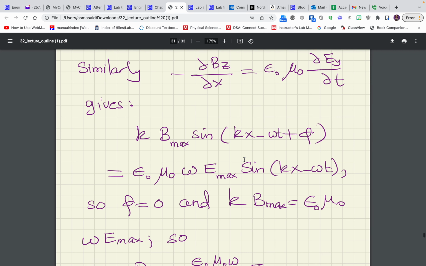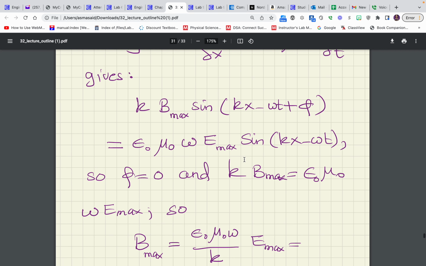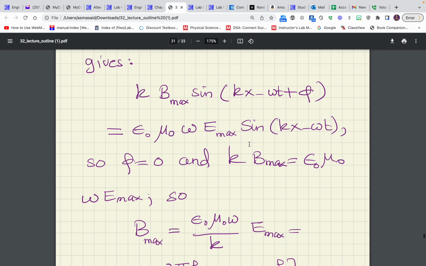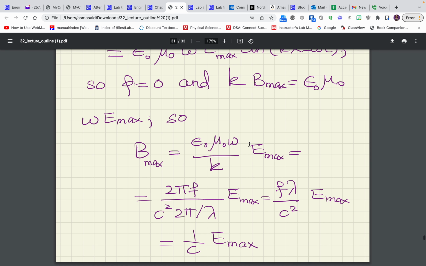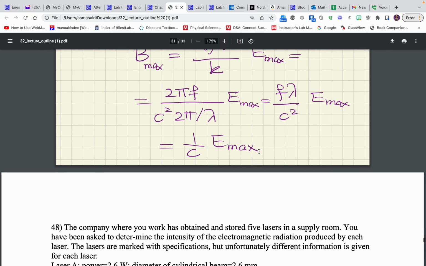This one is also the derivation for the second part. Again, comparing the two equations, you will be able to get the second equation that we have derived in our solution, which is that B maximum should equal epsilon 0 mu 0 omega divided by k times E maximum.